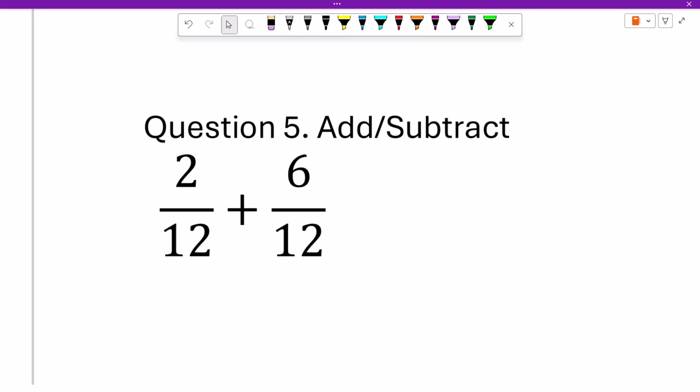Remember that cross simplifying stuff? That rule is for multiplying. Now we have a plus sign, so we can't do that stuff anymore. This is the back side.